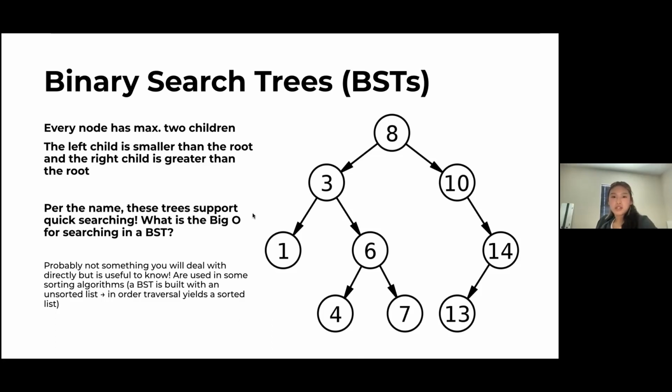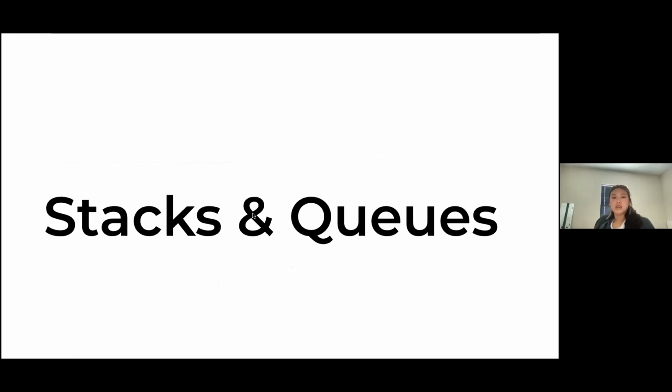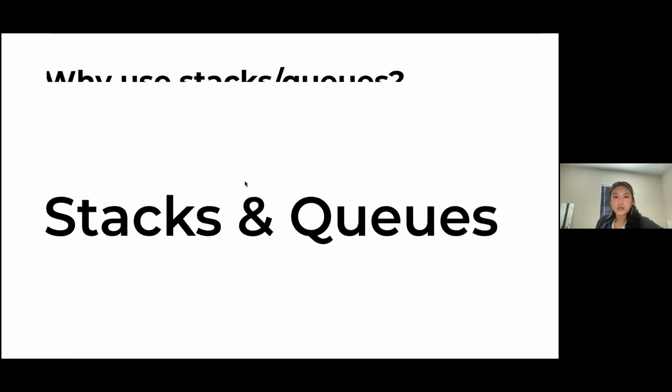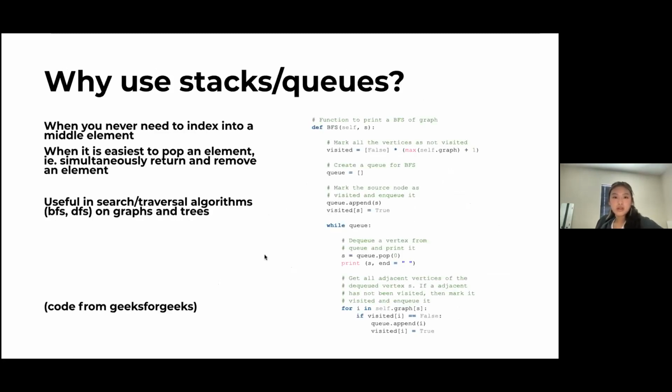The last thing I wanted to touch on a little bit was stacks and queues. I know some people were wondering what sort of applications we could do with this, and I just pulled up one example. In Python, you would just use a list as a stack or a queue since it has the same functionalities. In other languages like Java, you would probably want to use the queue from the Java library. But these are useful when you never need to index into the middle of the list and when you want to be able to have an element returned and removed simultaneously.